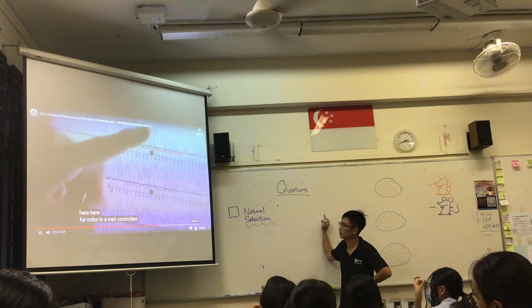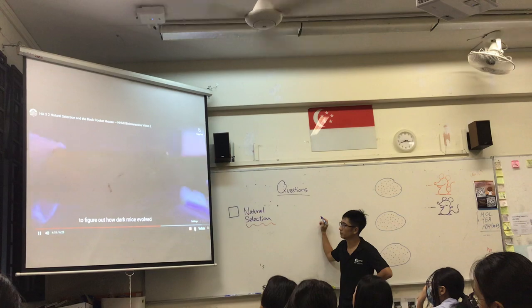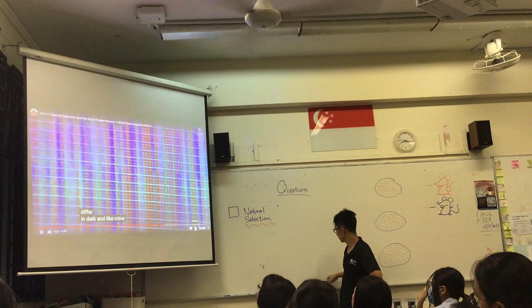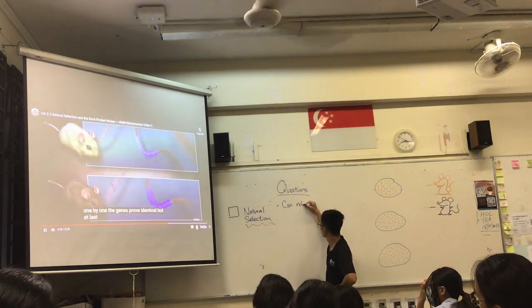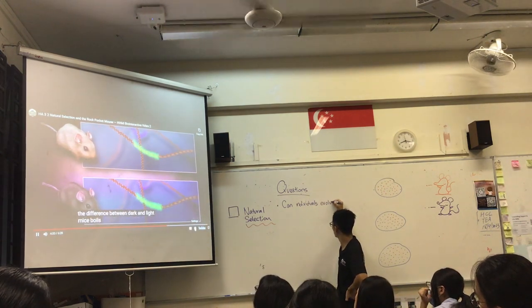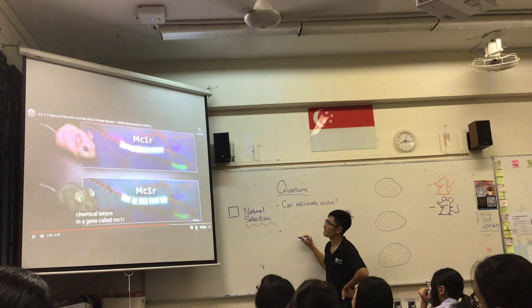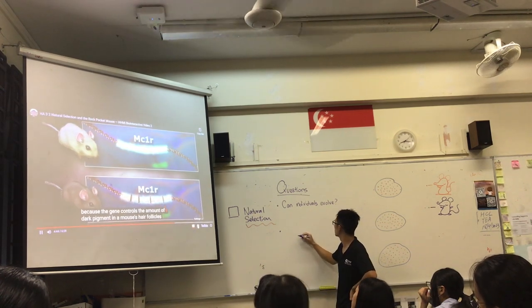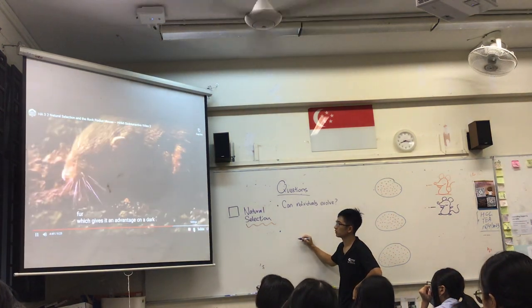Fur color is a trait controlled by many genes. To figure out how dark mice evolve, Nachman focuses on how these genes differ in dark and light mice. One by one, the genes prove identical, but at last, something does turn up. The difference between dark and light mice boils down to a difference of four chemical letters in a gene called MC1R. Because the gene controls the amount of dark pigment in a mouse's hair follicles, a mouse with these mutations grows dark fur, which gives it an advantage on a dark background.